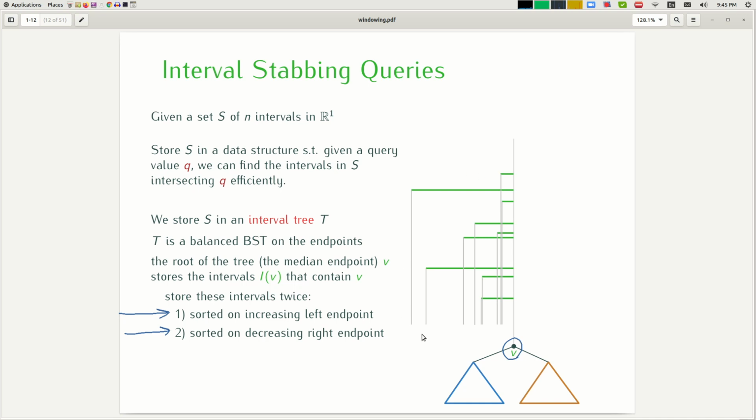Okay, so for example, if I look at the left endpoint, this is sorted: 1, 2, 3, 4, and so on. The reason we're doing this is going to be obvious in a moment. Okay. So now let's say I want to answer a query. I have this tree with this structure, and now given a vertical line, I want to find all the line segments that intersect this vertical line. Okay. So let's say this is my vertical line.